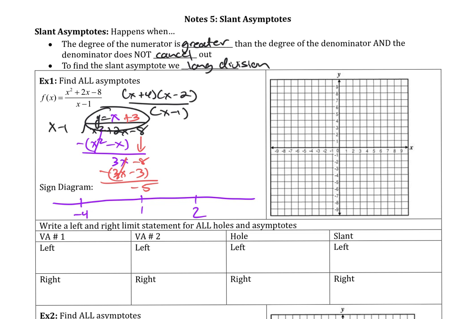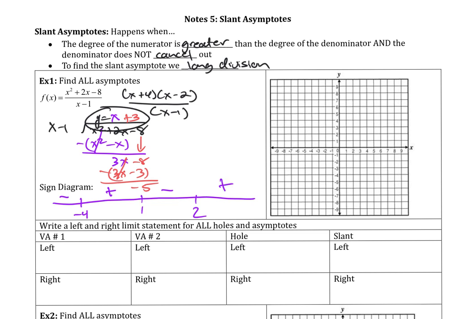When I go ahead and perform my sign diagram and I plug in values within my intervals, plugging in negative 5 is going to give me a negative value. If I plug in a 0 into my function, I get negative 8 over negative 1, which is going to be positive. If I plug in something between 1 and 2 into my function, I'm going to be getting a negative value. And if I plug in something greater than 2 into my function, I'm going to be getting a positive value.